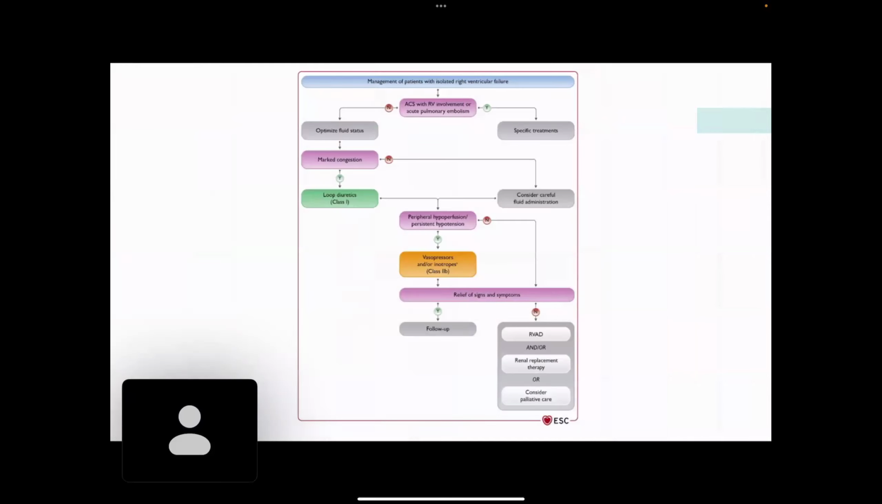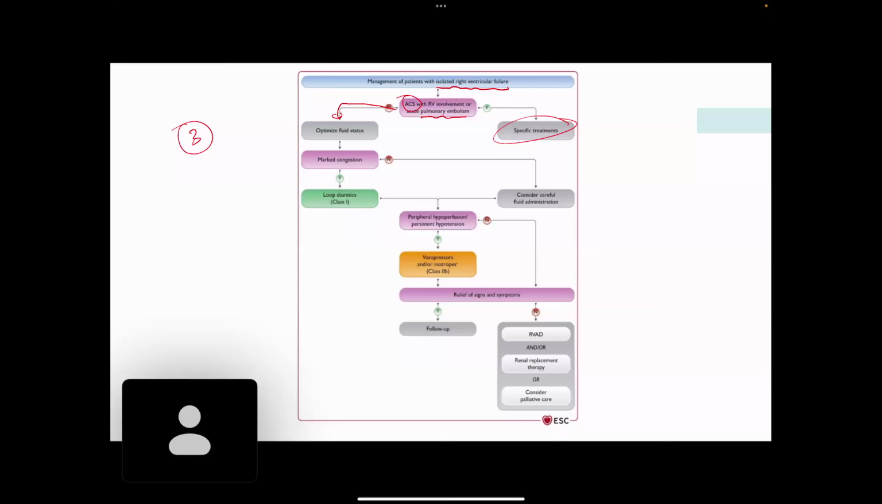Now let us look at the third subset of patients, that is the patients with isolated right ventricular failure. So first thing is you have to rule out two important entities. One is ACS, that is acute coronary syndrome. The patient can have RVMI or acute pulmonary embolism. If the patient has RVMI or acute pulmonary embolism, you treat it accordingly. Once you have ruled it out, then you know that it's not MI, it is not pulmonary embolism, it is purely isolated right ventricular failure.